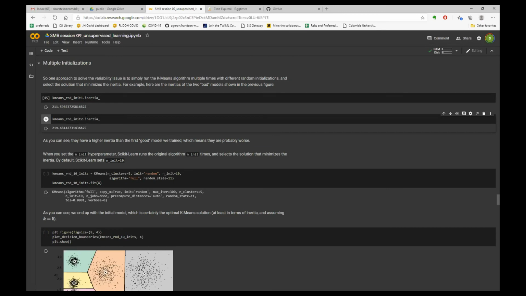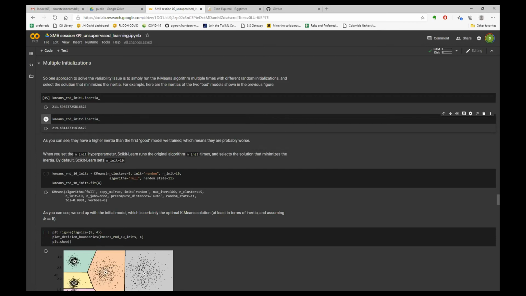Init 1 and init 2, okay, they're slightly different. This one's 211, this one's 219. I think the first time I ran this, I actually got very similar ones for each. So 219, if we flip the score, it would be negative 219, which is lower than 211. So this is the worse, in quotation marks, of the two models.